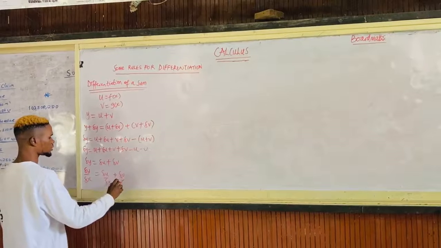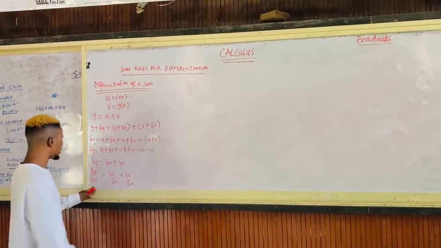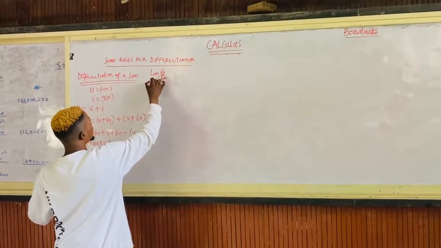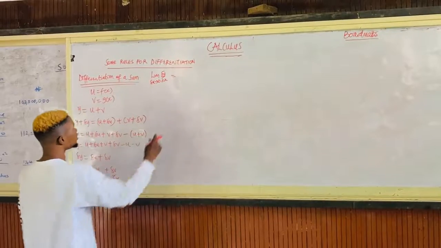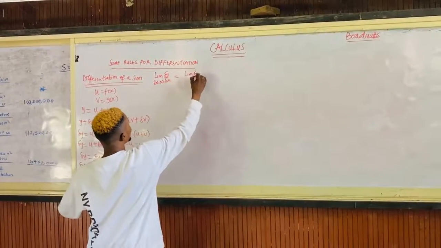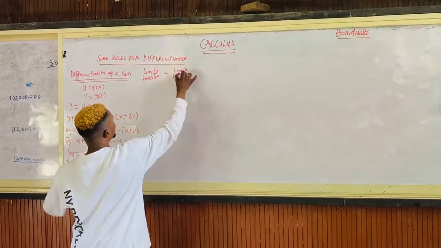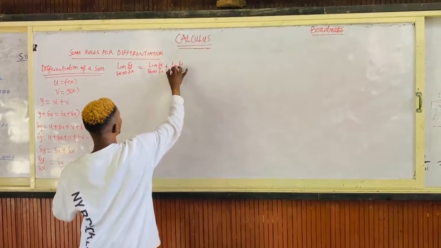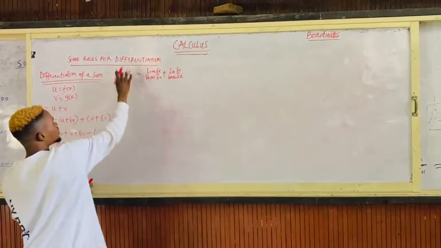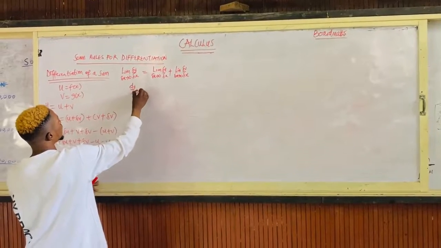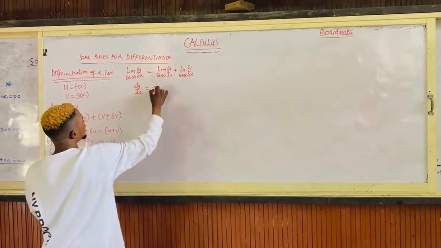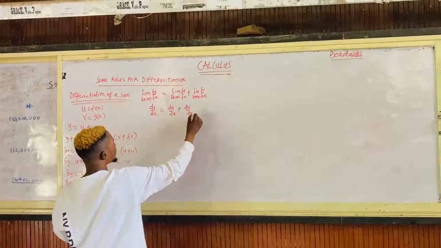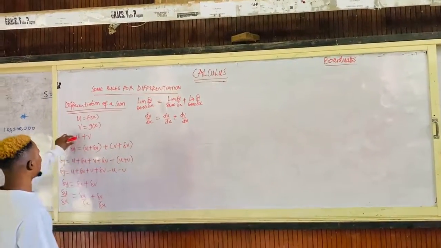And by del x. Now you take the limits of this. Take the limits of del y over del x as del x tends to 0, and also the limit of del u over del x as del x tends to 0, and the limit of del v over del x as del x tends to 0. So this gives dy/dx, and this gives du/dx, and this gives dv/dx.